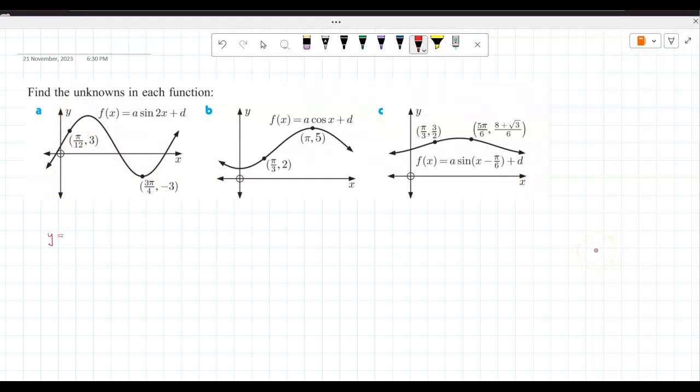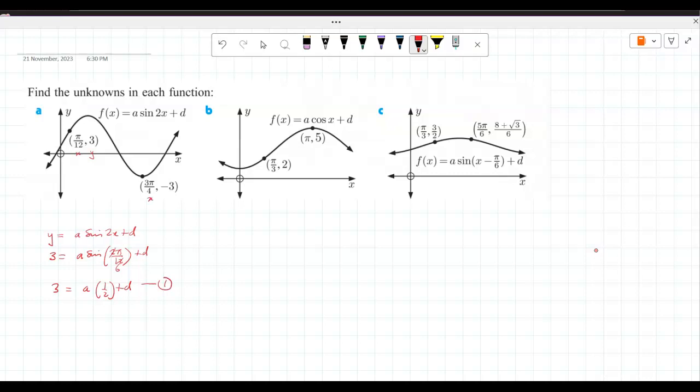So your Y is equal to A sine 2x plus D. You substitute, this is your X, this is your Y. So 3 is equal to A sine 2 pi by 12 plus D. So sine pi by 6. So 3 is equal to A times sine pi by 6, which is sine 30, which is half. Correct? That's your equation 1.